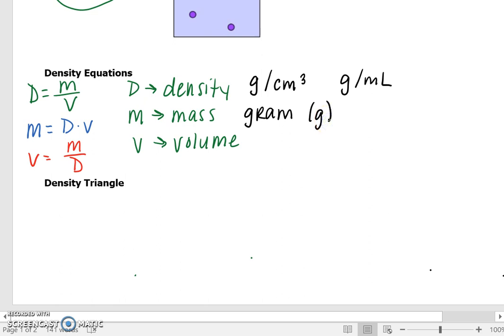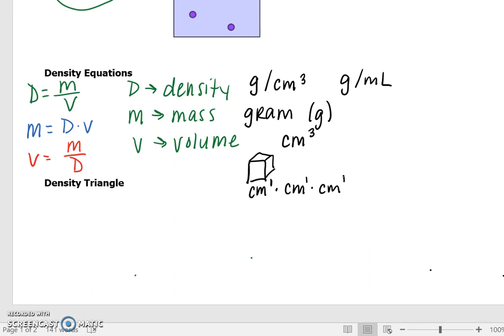Now for volume, if we're talking about a solid, we might have a cube, right? And we would be using small solids. And so each side of the cube might be in centimeters. And if I'm finding the volume, I'd be doing centimeters times centimeters times centimeters, right? Length times width times height. And therefore, my unit for volume might be centimeters cubed. Because remember, whenever we multiply exponents, we really add them, and 1 plus 1 plus 1 is 3. So we would end up with centimeters cubed for our volume.